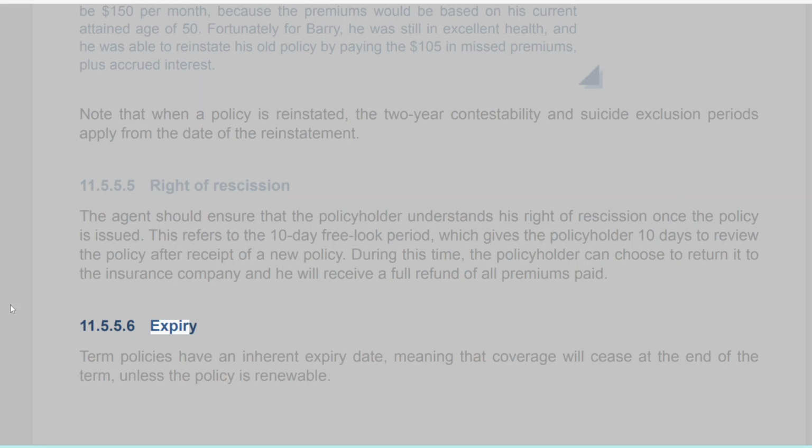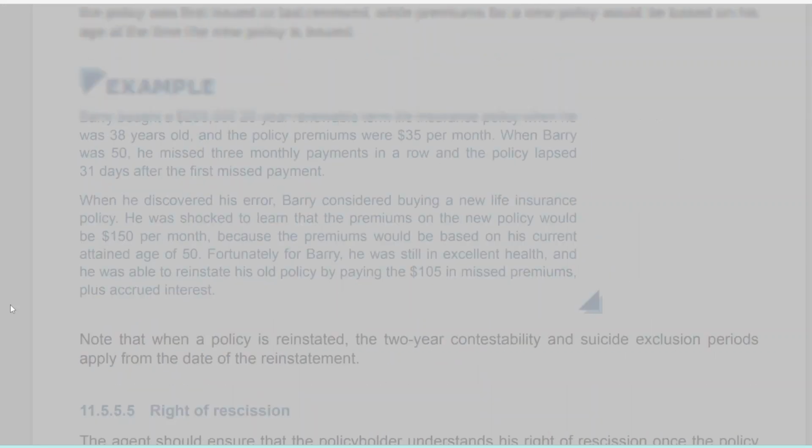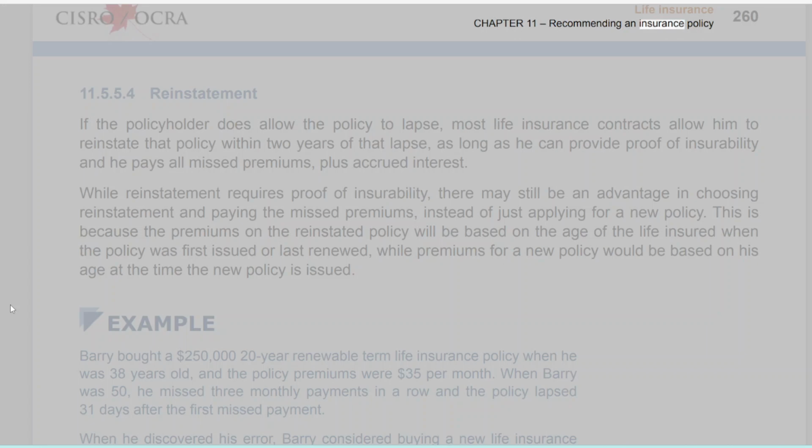1.5.5.6 Expiry. Term policies have an inherent expiry date, meaning that coverage will cease at the end of the term, unless the policy is renewable. Life Insurance Chapter 11, Recommending an Insurance Policy, 260.